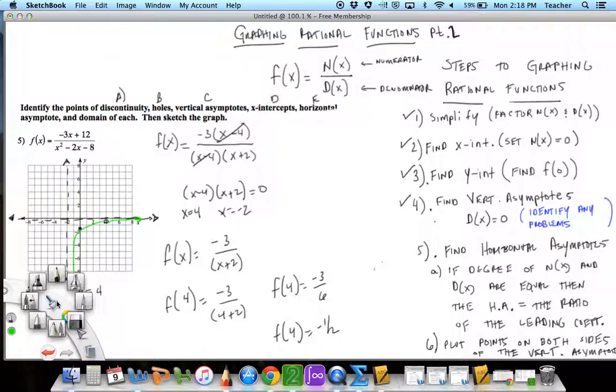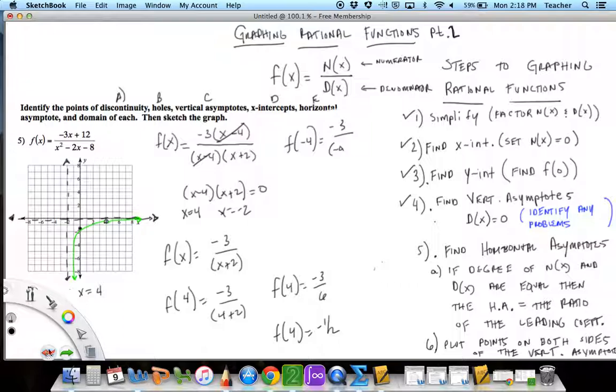And just to be on the safe side, I am going to plug in negative 4 into the function. I'm actually going to plug it into my simplified function, which is perfectly fine. It makes life a little easier because I don't have to deal with a lot of stuff. So I'm just going to plug in negative 4 into my simplified function.